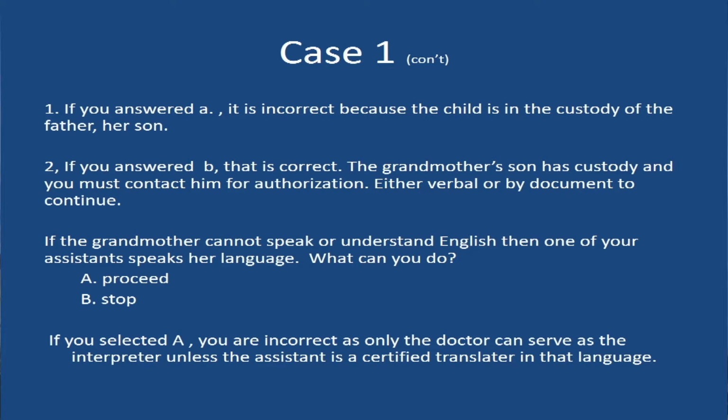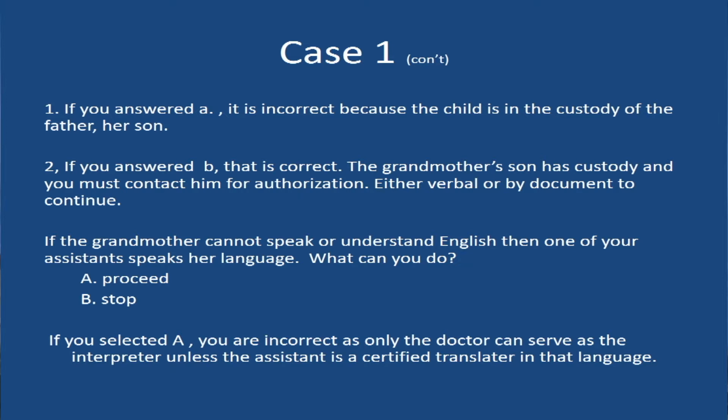If you answered A, it is incorrect because the child is in the custody of the father, her son. The child is with the father, and this is the grandparent of the child, but the mother of the mother. If you answered B, that is correct. The grandmother's son has custody, and you must contact him for information and authorization, either verbal or by document, to continue.